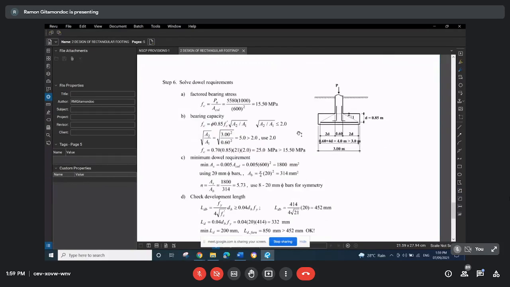And solve for dowels. Again, dowels are optional. The common practice is just to embed all the column rebars into the footing. And if we do that, then we don't have to calculate dowel bars.